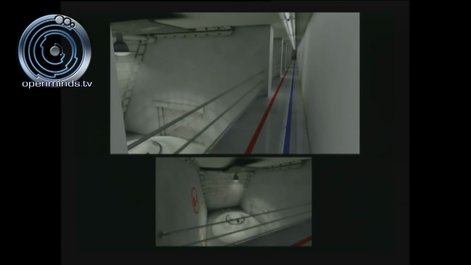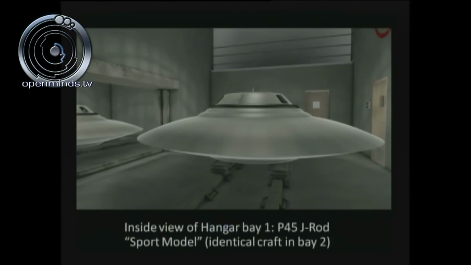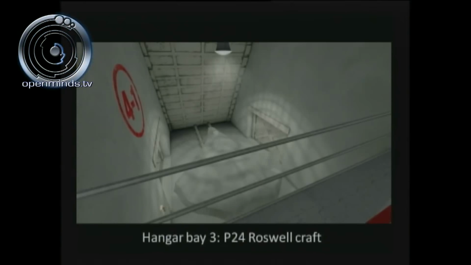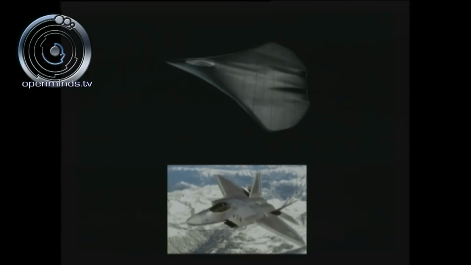Now, 4-1, looking down through the catwalk to the left-hand side. This is the first hangar bay, is the 52-foot diameter Bob Lazar sport model. So we're looking down through the catwalk. Over here we have Hangar Bay 2, which again is believed to be the same craft or an alien reproduction vehicle. Hangar Bay 3 is the P-24 Roswell craft. You'll notice the 4-1, we're at Area S4, Level 1.